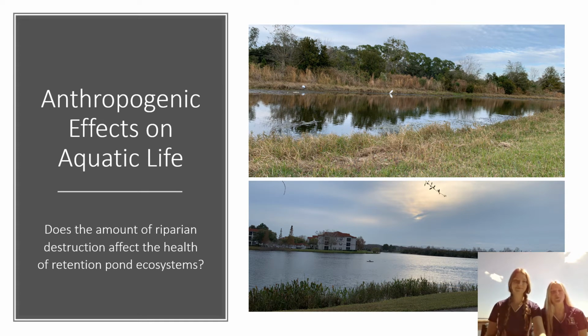We decided to do our project on the anthropogenic effects on aquatic health. Essentially, we wanted to explore the relationship between how much the human destruction of vegetation surrounding a retention pond affects its aquatic health. Having lived in Florida our whole lives, we see a considerable amount of retention ponds and we're curious about their aquatic ecosystems, so this project was perfect to satisfy our curiosity.